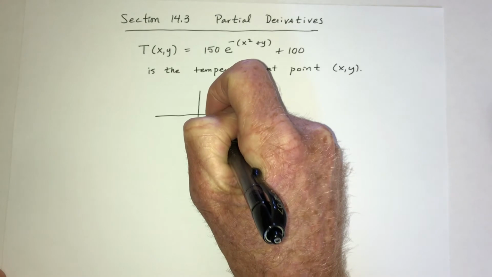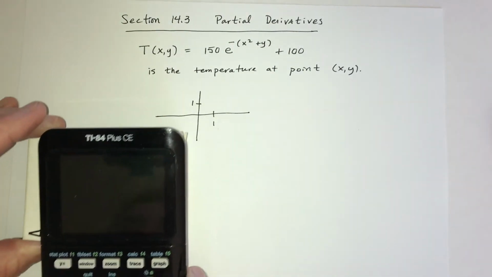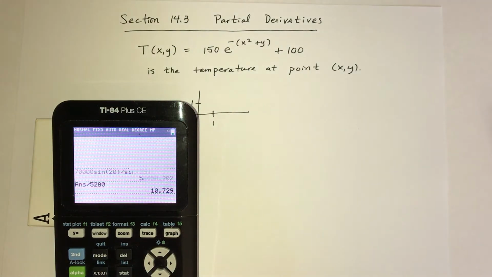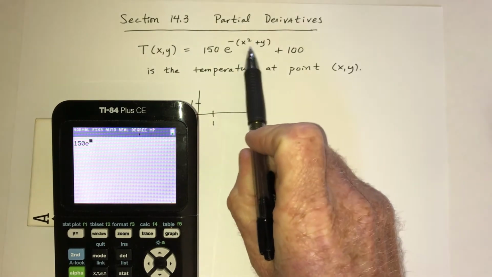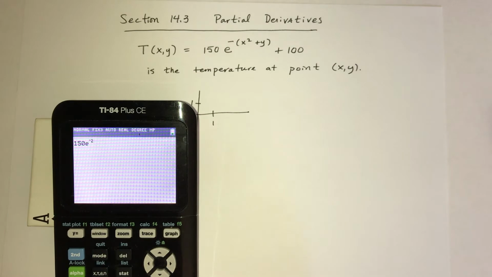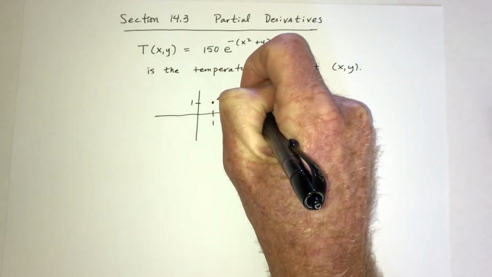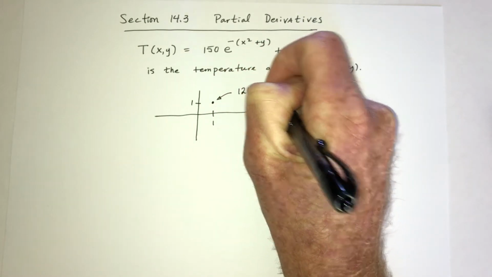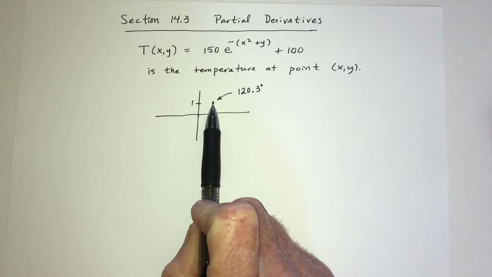Now suppose that you go to the point 1, 1. So plug in a 1 and a 1. You even have a little calculator here to help me out. So it's going to be 150 and then e, and if I put 1 and 1, this is going to be 2, so to the negative 2 and then plus 100. So that's going to be 120.3 degrees. So at this point, it is 120.3 degrees.